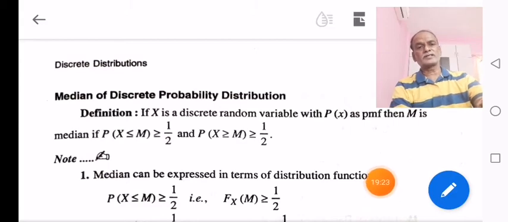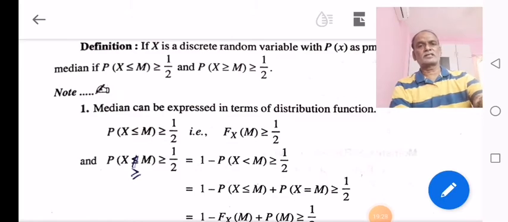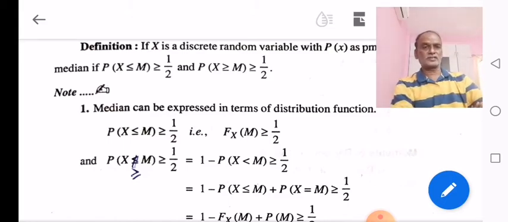Median can be expressed in terms of the distribution function. The left side, probability of X less than or equal to m, is the CDF at m, so we can write F of m. So probability of X less than or equal to m is greater than or equal to half; that is, F of m is greater than or equal to half. And the second condition: probability of X greater than or equal to m is greater than or equal to half. This left side can be written as 1 minus probability of X less than or equal to m, that is the complementary probability, and this must be greater than or equal to half.